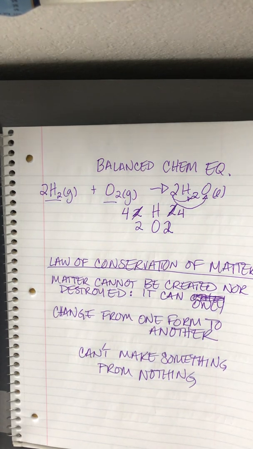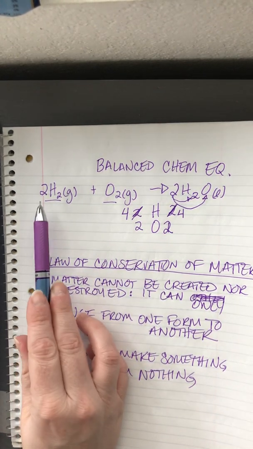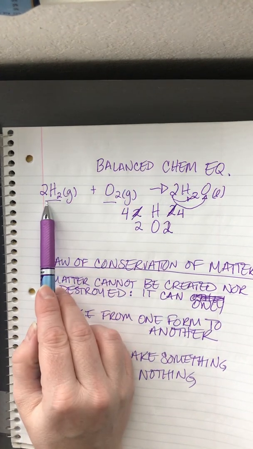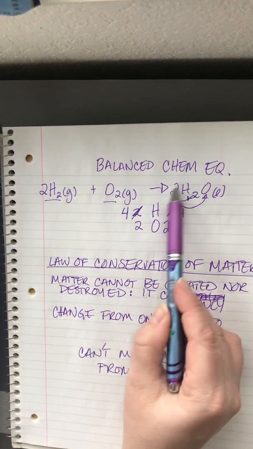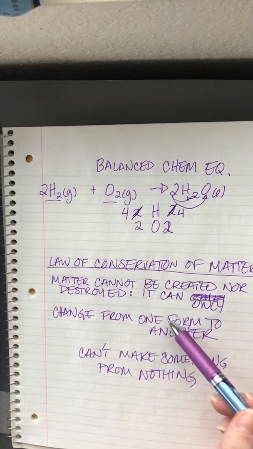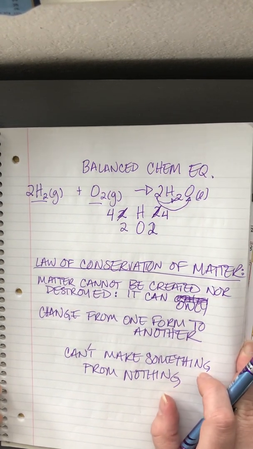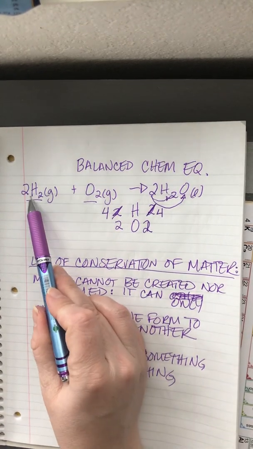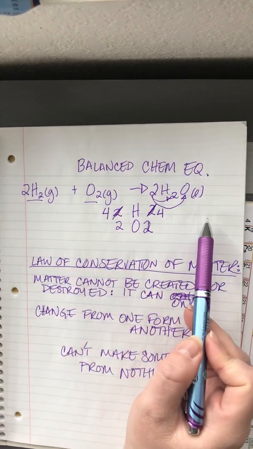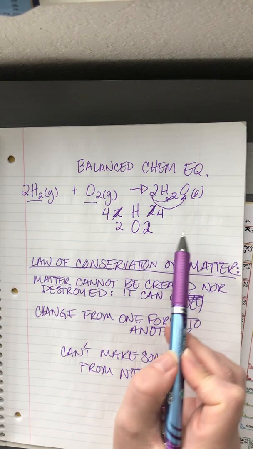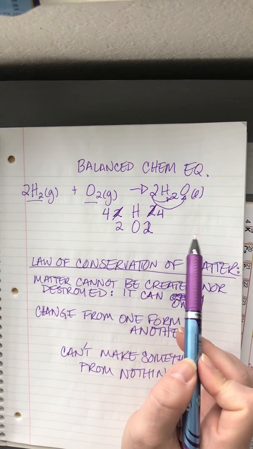Yes. So by making sure that we have the same number of atoms on the reactant side as we do on the product side, we're satisfying the law of conservation of matter, which again is just saying that we can rearrange the bonds here to make new molecules, but we're not fundamentally making new matter, right?